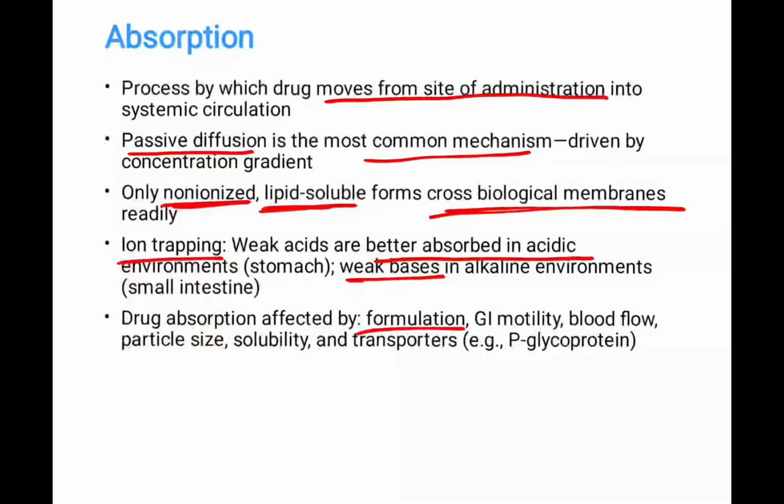So drug absorption is affected by what? Formulation. What's the formulation of the drug? Is it a tablet? Is it an emulsion? Is it a cream? Is it encapsulated? A different type of formulation. So the more time it takes for that drug to be broken down to its absorbable form affects the absorption of that drug. So formulation is important.